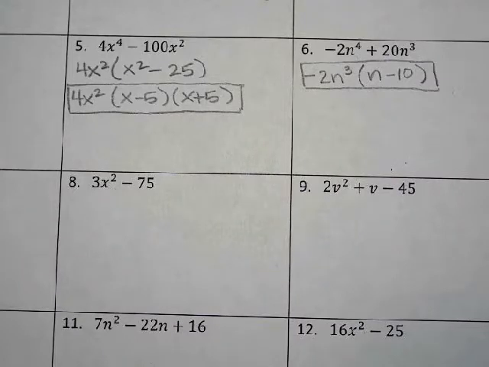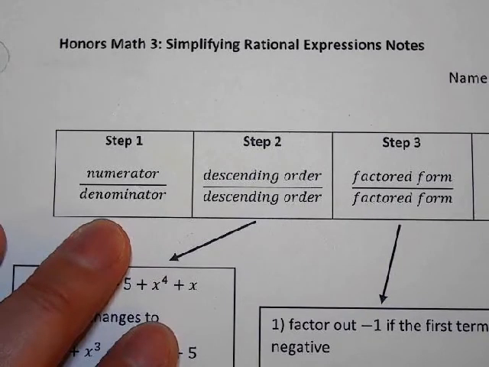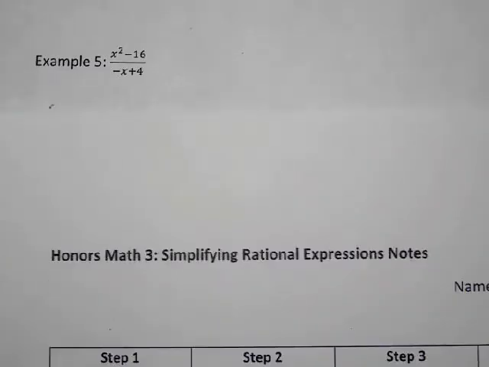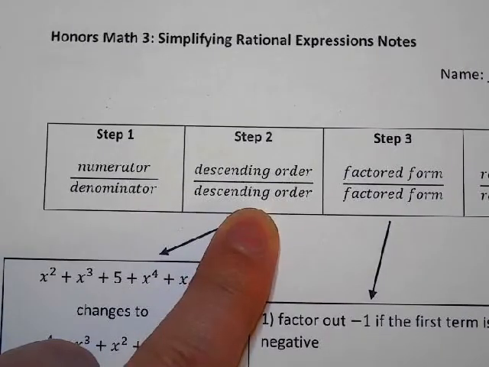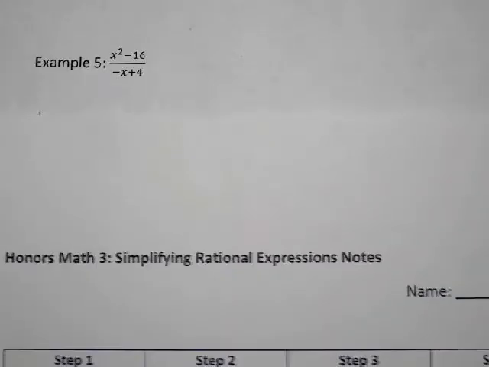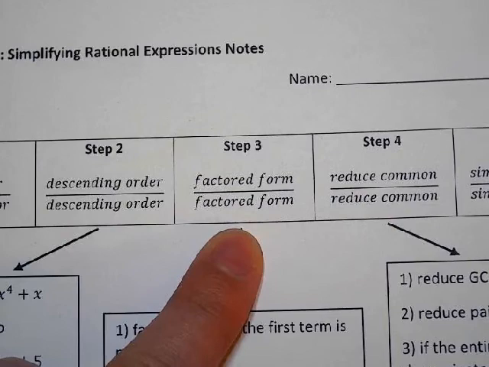All right. So if we look at example 5, and then we remember the steps, I've got them in front. I've got 2 sheets. So the first step is to write the problem as numerator over denominator, which is already the case. The second step is to write the terms in descending order, which is already the case. They're written in descending order. The third step is to factor the problem on the numerator and the denominator.